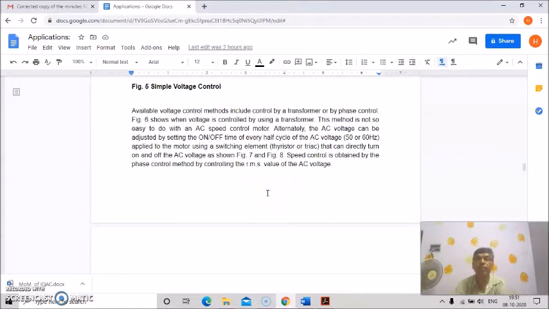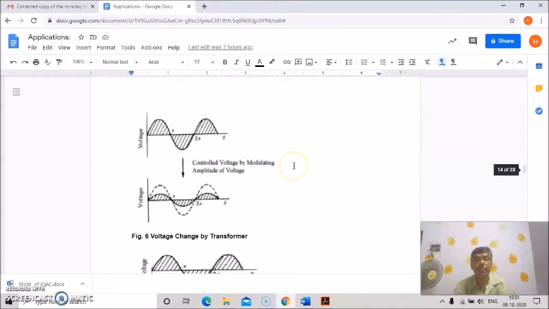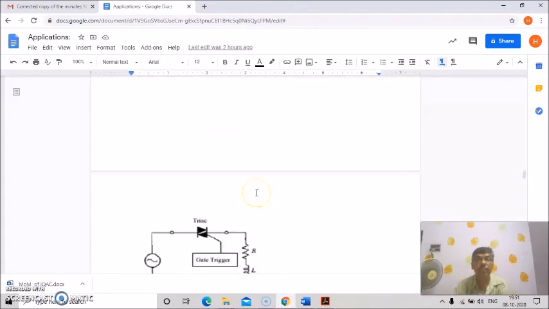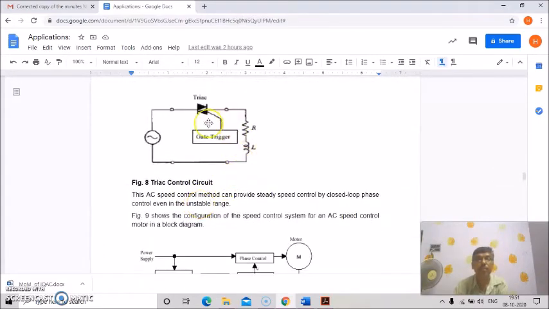So alternatively, the AC voltage can be adjusted by setting the on-off time of every half cycle of the AC voltage, whether it is 50 Hz or 60 Hz, applied to the motor, using a switching element, a thyristor or triac, that can directly turn on and off the AC voltage. So that is shown in figures 7 and 8. See, the control voltage lengthens the on periods, and this is the triac control circuit.